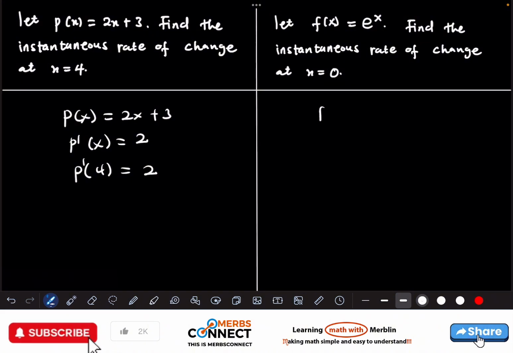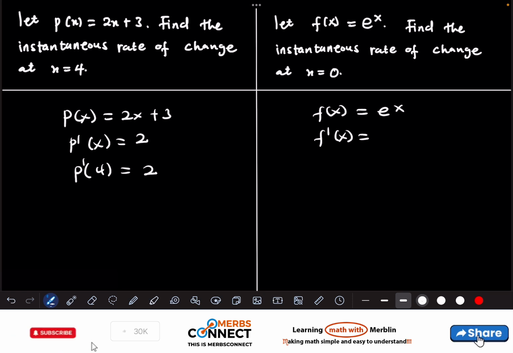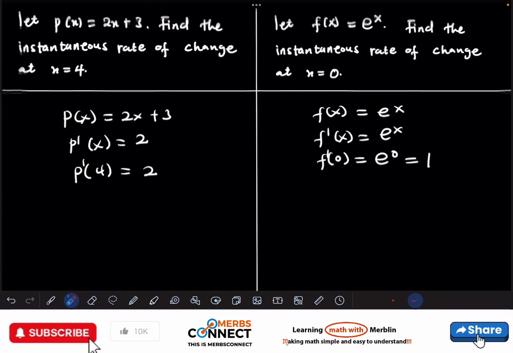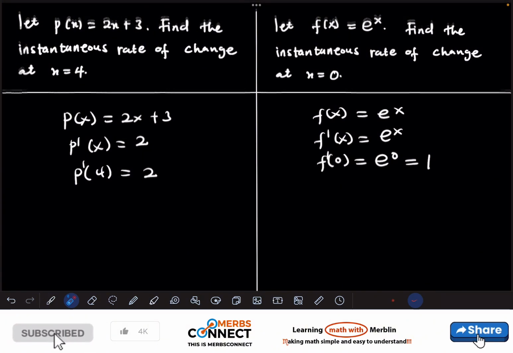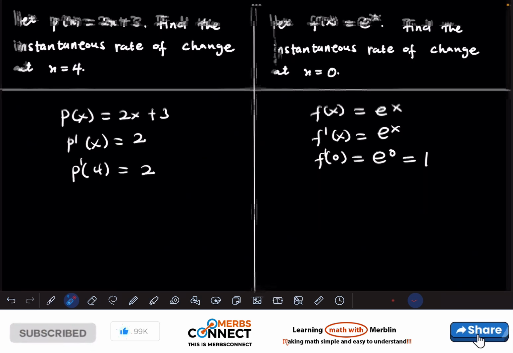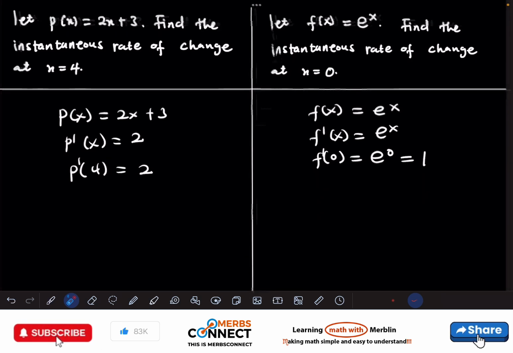Similar one here, we have f of x equal to e to the power x. We need to find f prime of x, which is going to give us the same e to the x. And then at that point when x is equal to 0, so e to the power 0, this is going to give us 1. Good. So the idea is that e here is a constant, right? And a constant which is not 0 to the power 0 is 1, right? So that is how you can find instantaneous rate of change using derivatives, right?